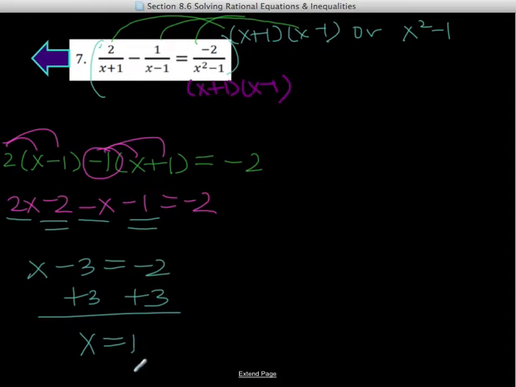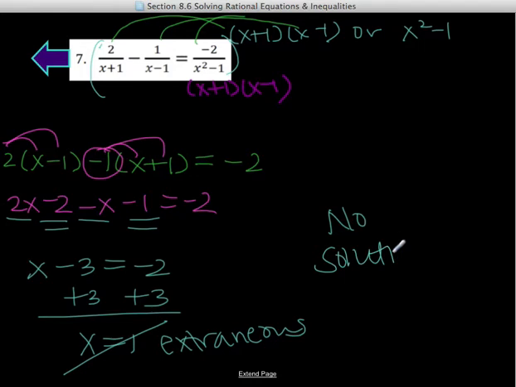Well, now I go ahead and I check to make sure I don't have any extraneous solutions. I plug in 1 here. 1 plus 1 is 2, so that's good. 1 minus 1 is 0, and we cannot divide by 0. So once again, this is extraneous. And we do not include extraneous solutions in our final answer. So there is an extraneous solution and there's no other options. So in this case, my answer is actually that there are no solutions. Okay, that's example 7. Let's go ahead and look at example 8.